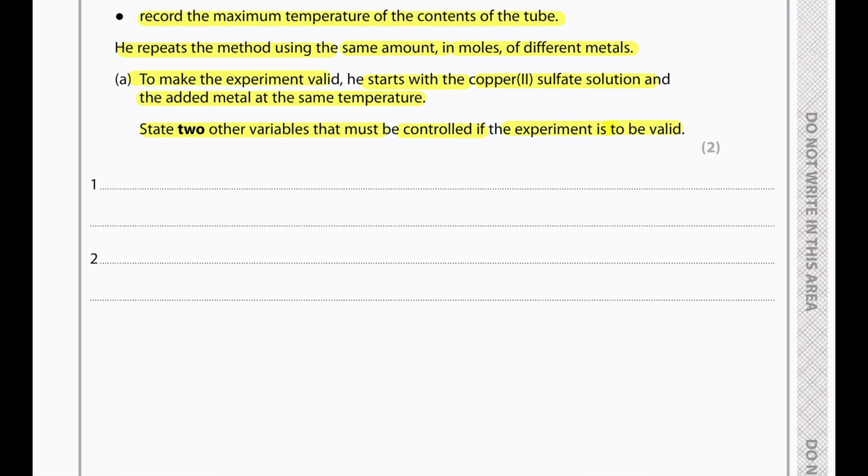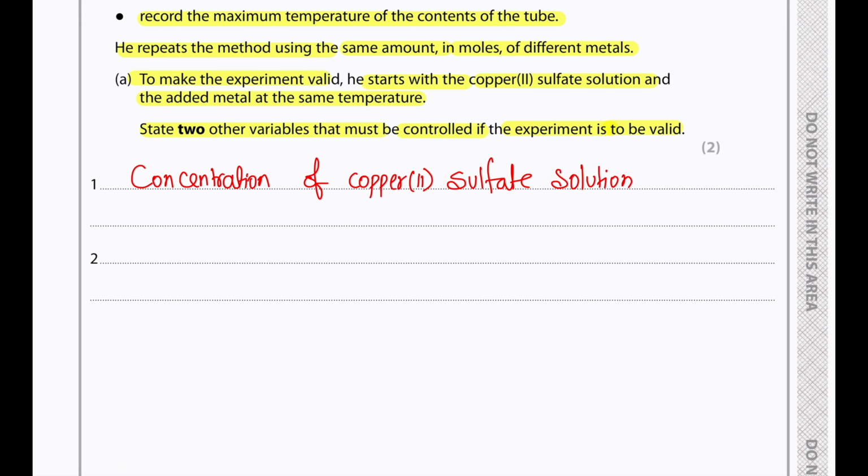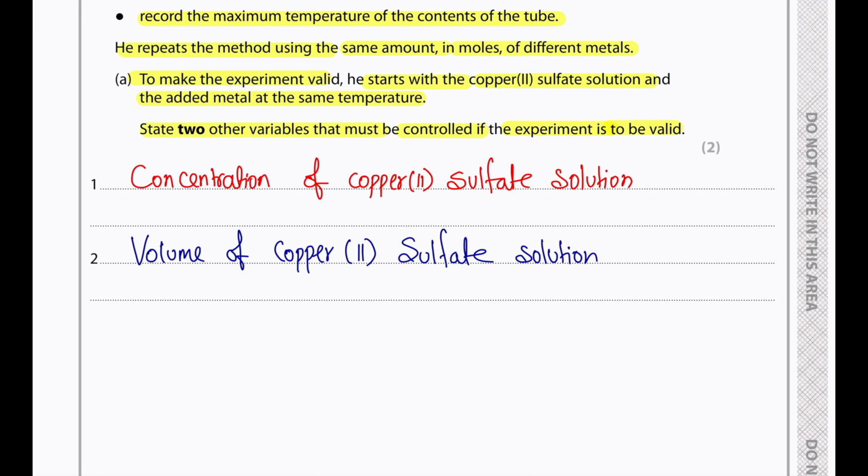So the student also needs to maintain the same concentration of the copper sulfate solution in each case. And also the volume of copper sulfate solution should be the same in all cases. And along with this, a third point that we can write is that the particle size should be the same for all sizes of the metal that are used.